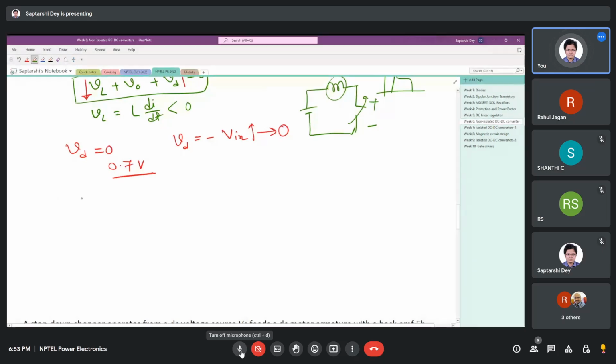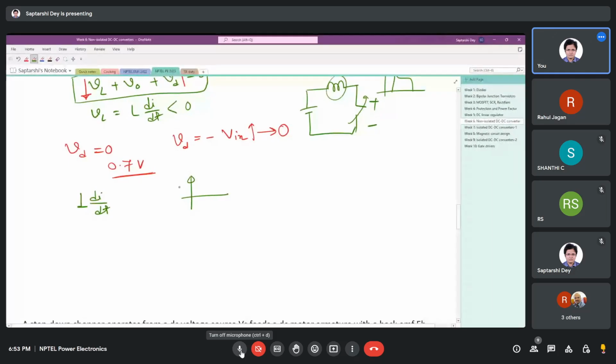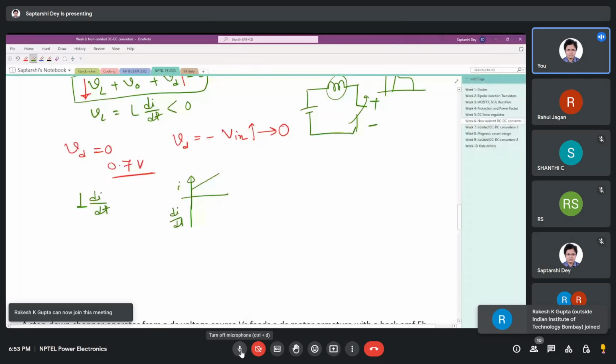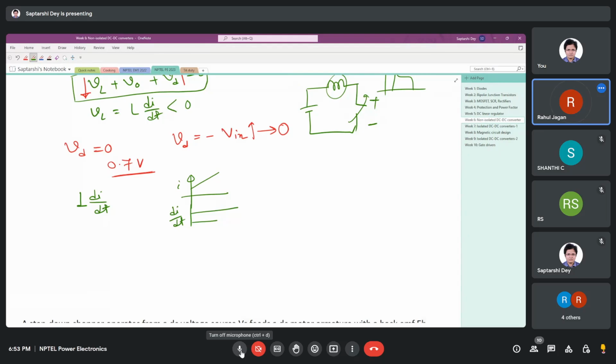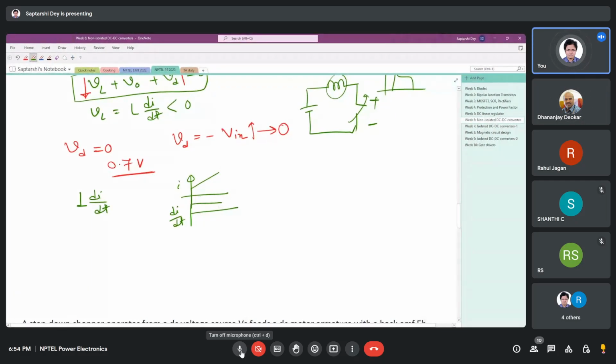See, when I am saying L di/dt, this means when the current is increasing, di/dt is negative. Understood? So di/dt is also positive, no? When the current is increasing, sorry, di/dt is positive. Yes. Sorry. Increasing means di/dt is positive.